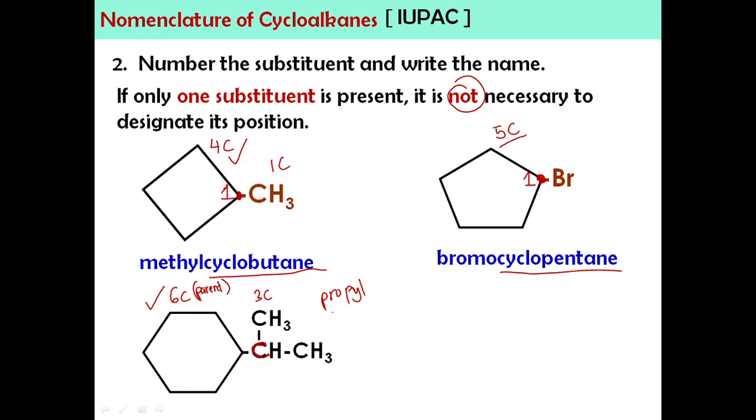Jadi nama dia bukan propyl, the name would be isopropyl. Jadi isopropyl adalah bila awak nampak carbon tengah yang bonded dengan parent. Okay, so nama untuk compound ini masih tidak perlu bagi number, because this carbon would be number 1. So the name is isopropyl cyclohexane. Cyclohexane because 6 carbon.